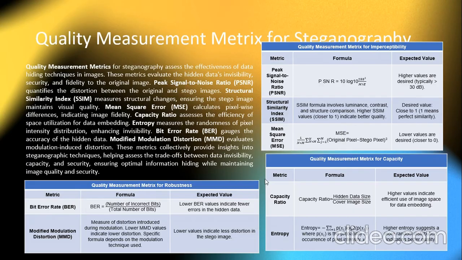These are the quality metrics we might use in our thesis. The most important one is PSNR. There are other quality metrics also.